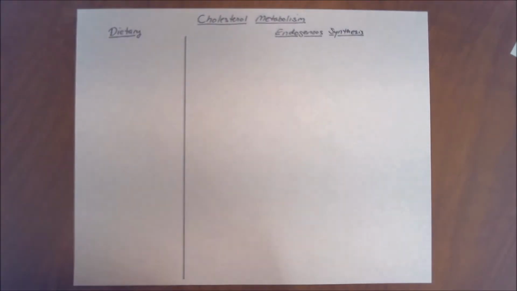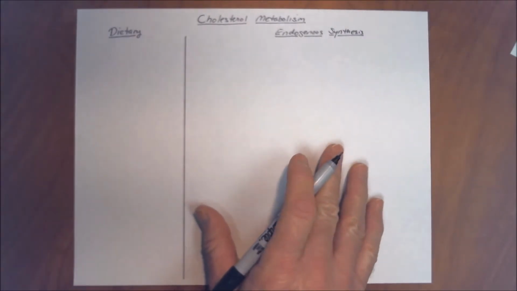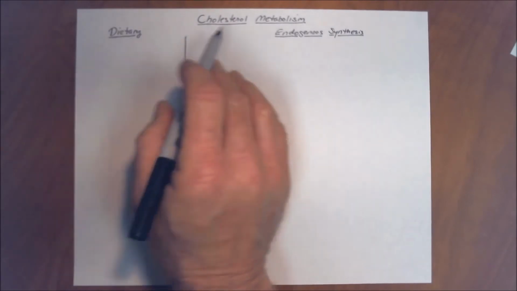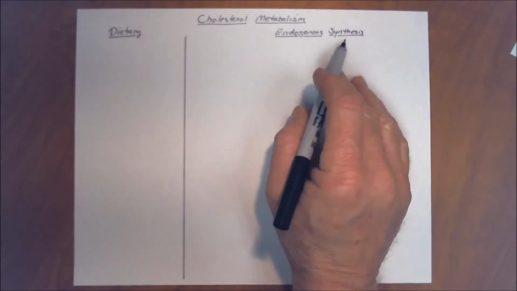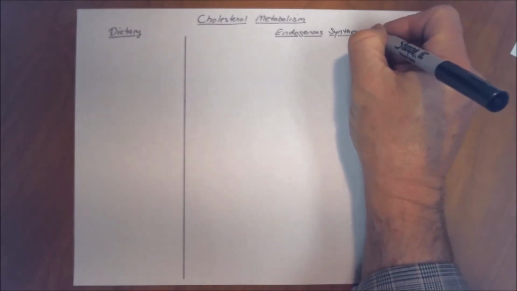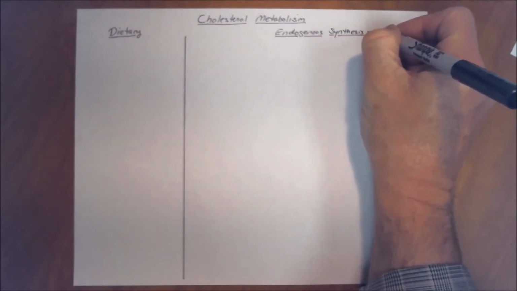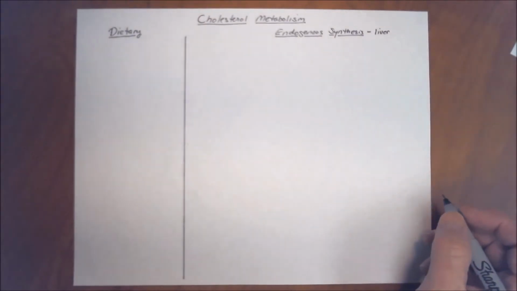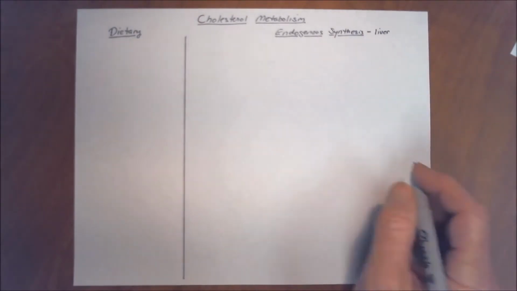Okay, in this video, let's take a look at cholesterol metabolism. So cholesterol comes from two sources. Let's look at them individually. First source is from dietary. Second source is from endogenous synthesis. And in this case, we're going to be talking primarily about the liver because that is the organ that synthesizes the greatest amount of cholesterol.